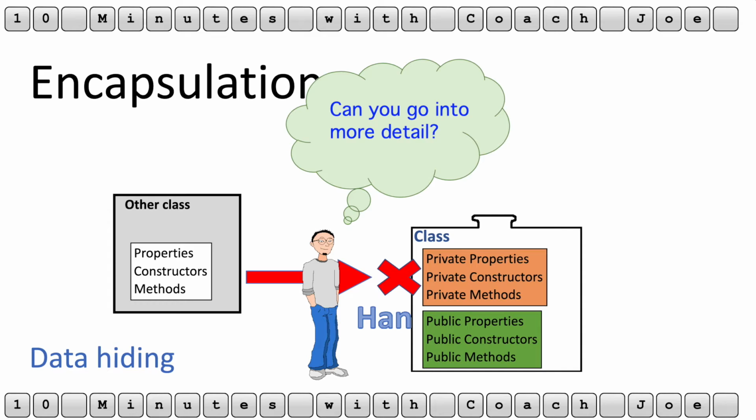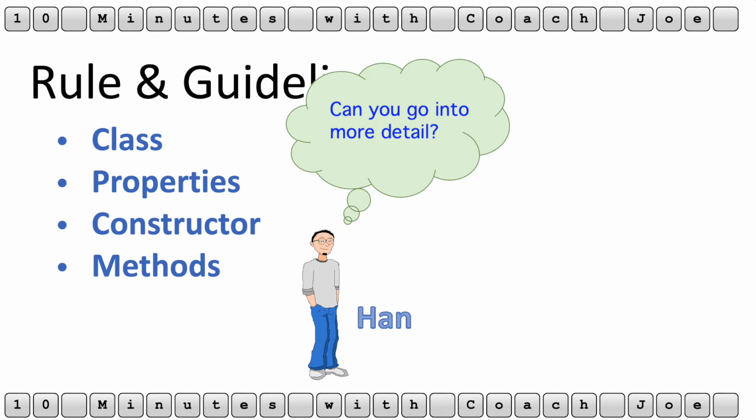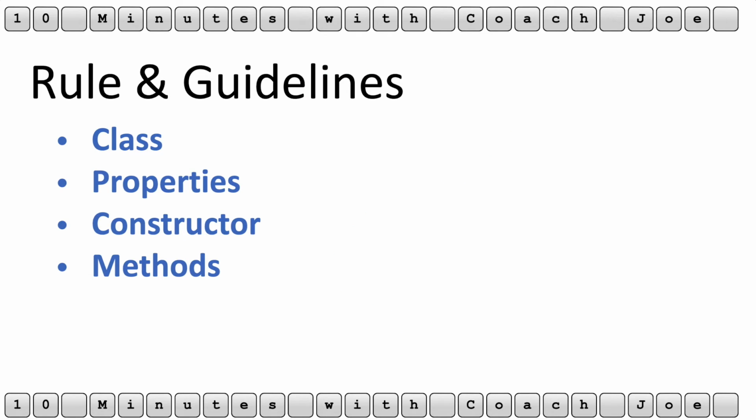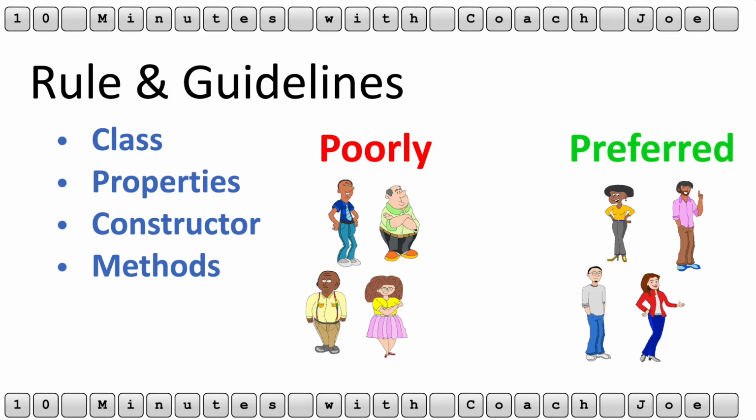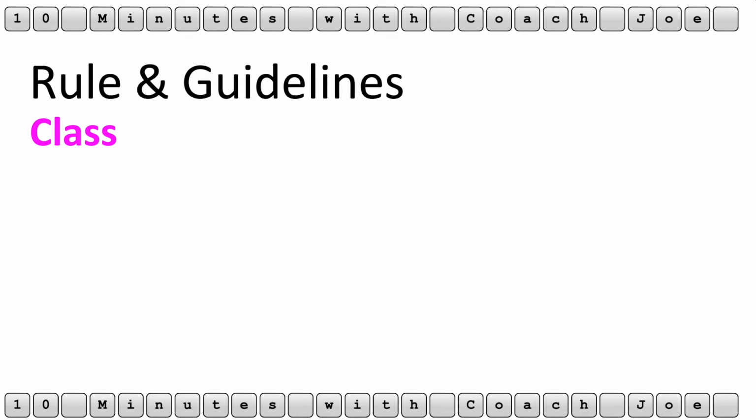Let's cover a few rules and guidelines about the class, properties, constructors, and methods, which will better explain encapsulation. There are ways that encapsulation can be done well, and there's ways it can be done poorly. There is no right or wrong answer. Let's go over a few rules and guidelines that will help you avoid poorly designed classes and make them follow the preferred standard. The class.